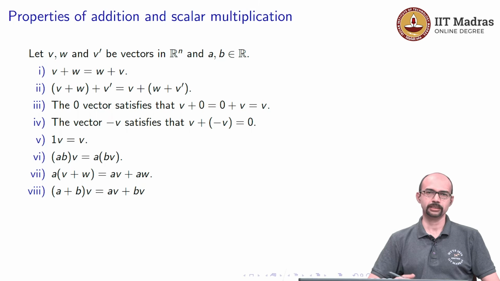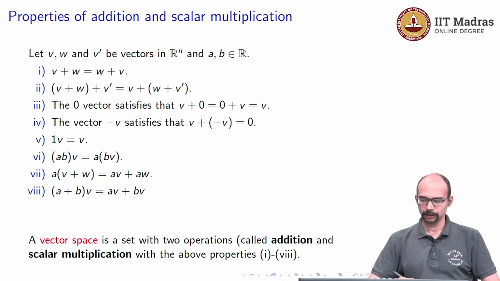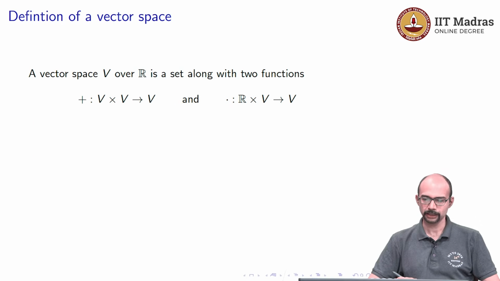So these are clearly obvious properties in Rn, which you can see, or you can do the algebra and check that they are satisfied. We are going to use these to define a vector space. A vector space is a set with two operations, addition and scalar multiplication, and it has the properties 1 through 8. So I am going to make a formal definition now.